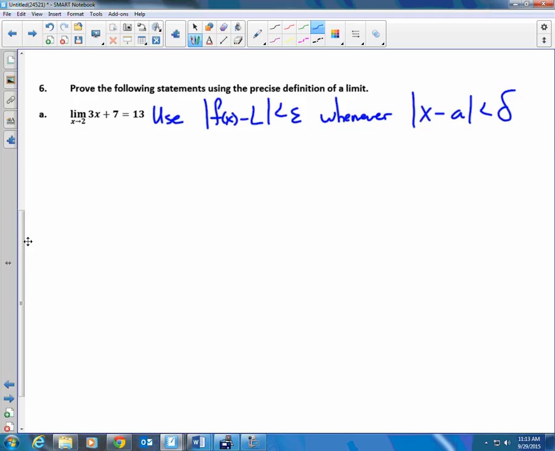So let's write it out. Absolute value of what's f of x? 3x plus 7 minus what's L? 13 is less than epsilon. We aren't given an epsilon value. We're going to make epsilon so small, it's going to be 1 over infinity. Whenever x minus what's a? 2. Less than delta. We'll do that when we get back.